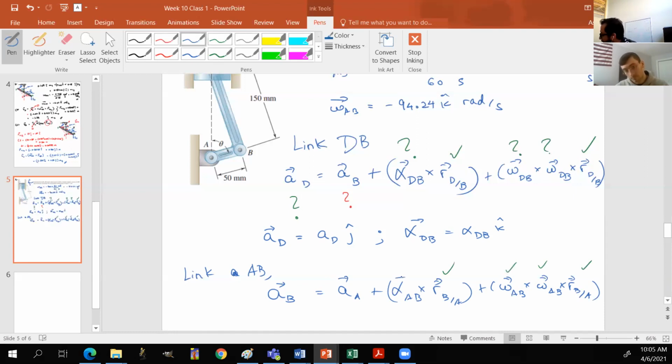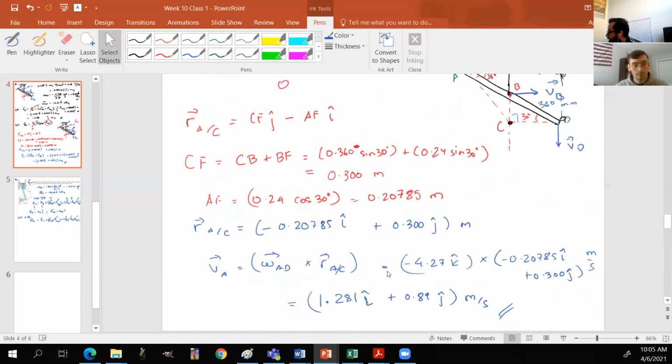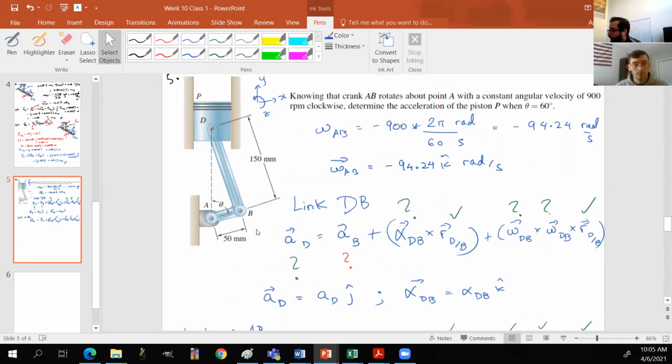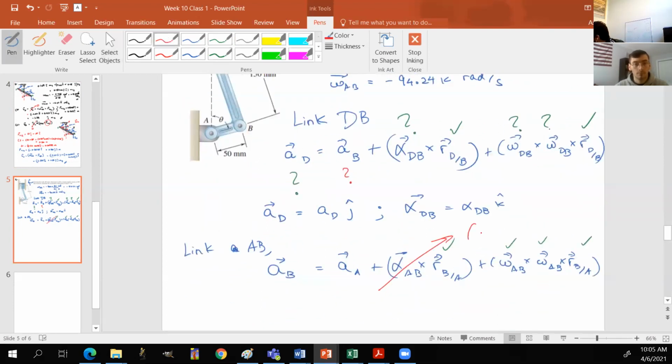What can I say about alpha AB? It's 0, right? Because the AB crank is moving at a constant angular velocity, so it's not going to have any angular acceleration. So this whole term is 0. What can I say about the acceleration of point A? 0, right? Fixed point. Easy peasy. So earlier when you said that just because it has a constant velocity doesn't mean we can assume the system has zero acceleration. Only that component has zero acceleration, correct? Exactly. Okay.